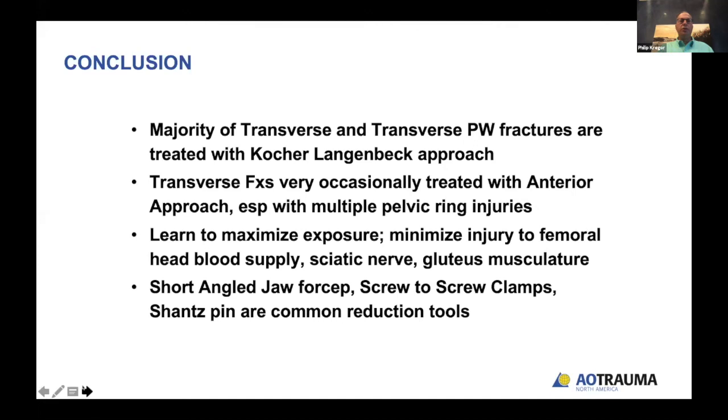So in conclusion, the majority of transverse and transverse posterior wall fractures can be addressed with a Kocher-Langenbeck. We may occasionally utilize the anterior approach, especially with multiple pelvic ring injuries. Learn to maximize exposure, as we talked about last week. And really the tactics are going to be the short angle jaw forceps, a screw-to-screw clamp, and a Schanz pin in the ischial tuberosity.